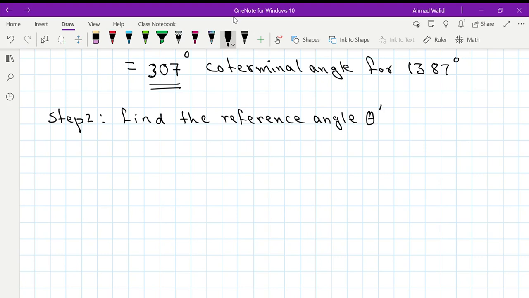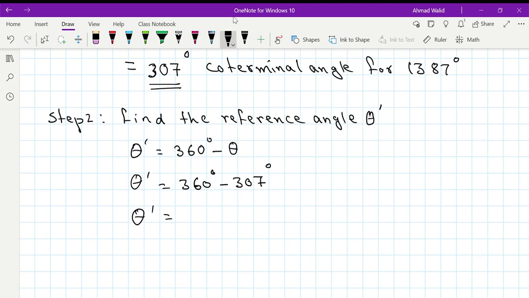And I give you 4 rules. 307 lies in quadrant number 4. All of us, we know that. What was the rule at quadrant 4? Theta prime equals 360 minus theta, right? It means here theta prime equals 360 minus 307, which your theta prime is 53, am I right? Yeah, 53 degrees.